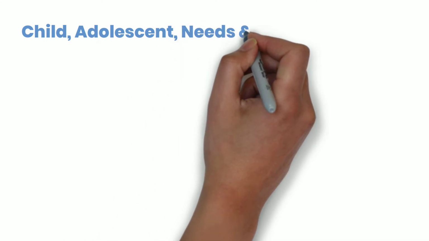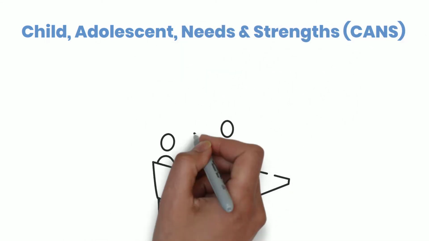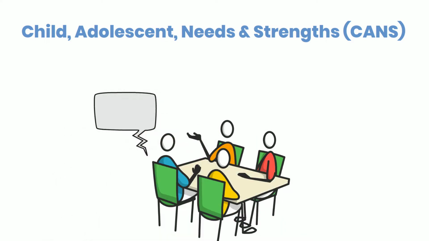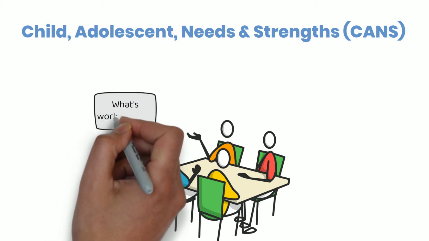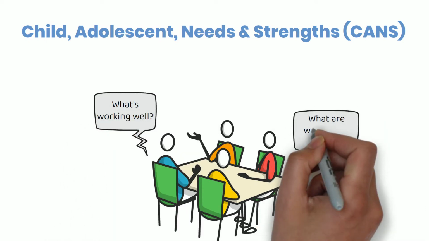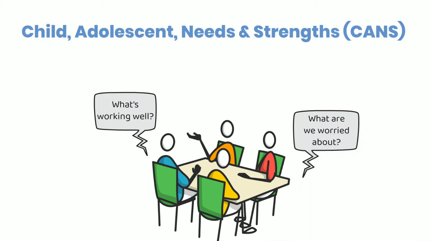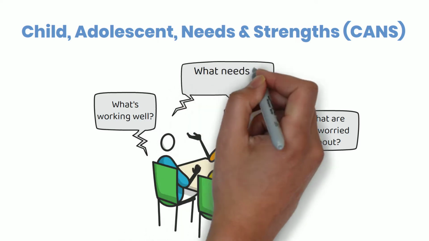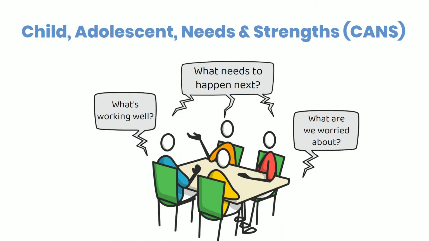The Child Adolescent Needs and Strengths Assessment, otherwise known as a CANS, is an assessment tool that engages the child, family, and network in a conversation about what's going on in the family. It engages everyone in a conversation about what's working well and what we are all worried about. It gives everyone at the table an opportunity to gain clarity about what is happening and then collectively determine as a team what needs to happen next.